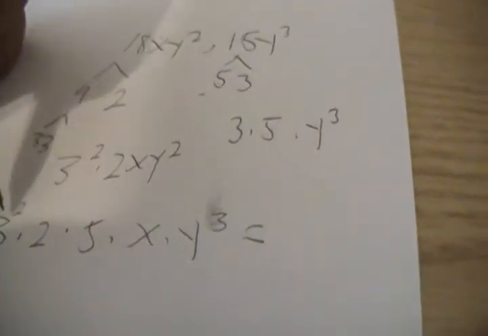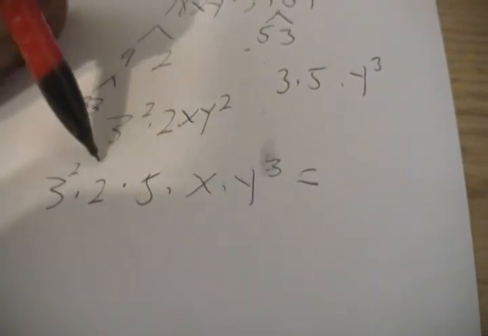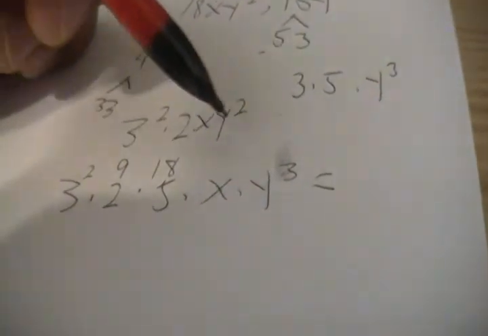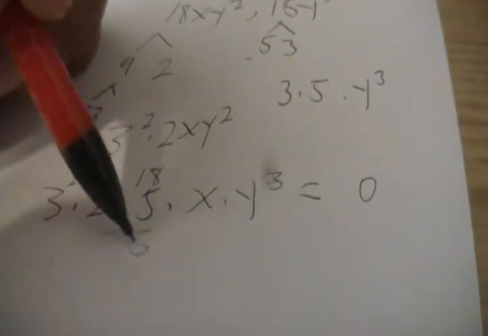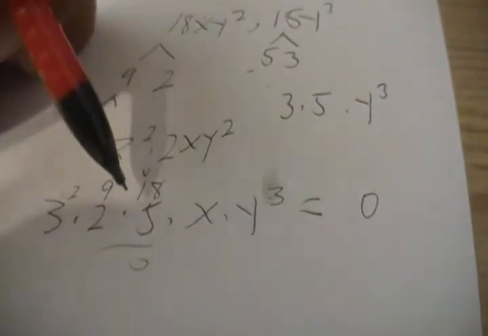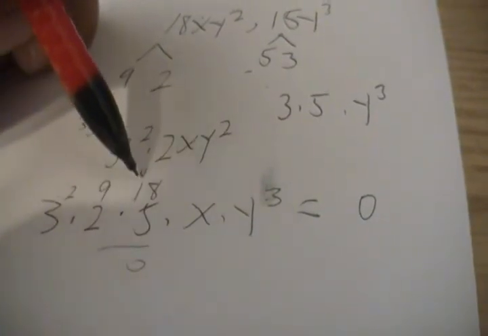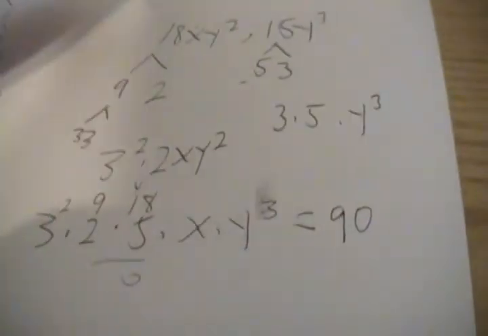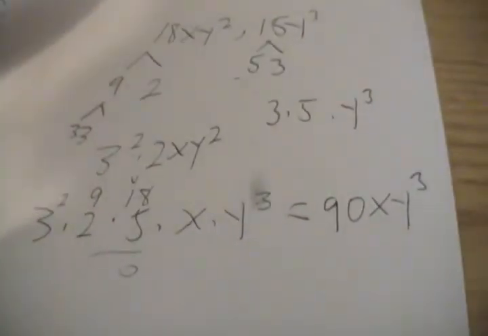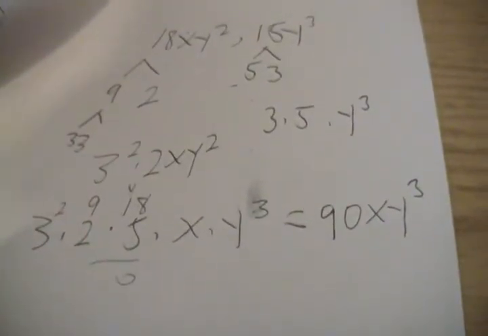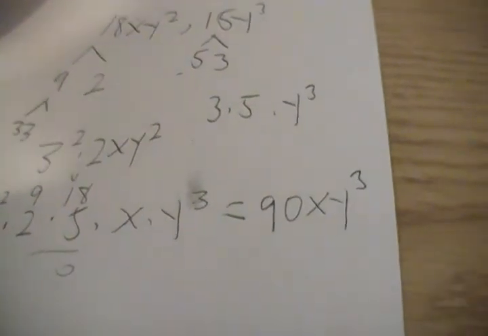Alright, so multiply that out. So 3 times 3, 3 squared, is 9. So 9 times 2 is 18. 18 times 5 is 90. And then we have x, and then y cubed. So the answer should be 90xy cubed.